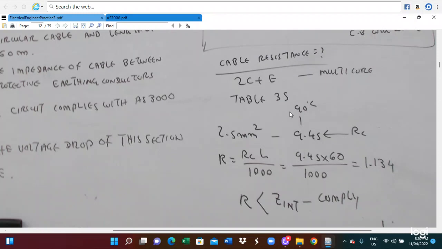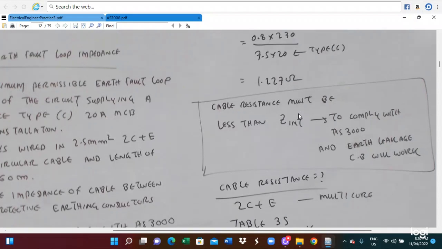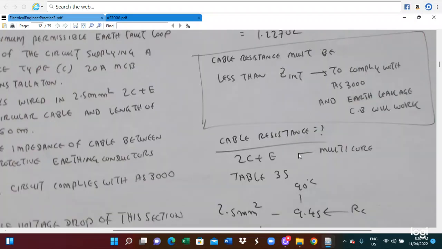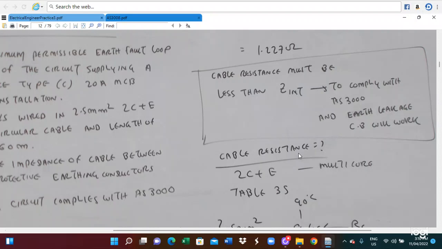If we calculate the cable resistance value and it is greater than the ZIND, it will not comply with the ASR 3000, so the leakage circuit breaker will not be working. So this is the importance of selecting the appropriate internal impedance and cable resistance, whether the circuit breaker will be working or not at the time of the leakage condition. Therefore, the cable resistance must be less than ZIND so that it will comply with the ASR 3000 and the leakage circuit breaker will be working when the leakage fault happens.